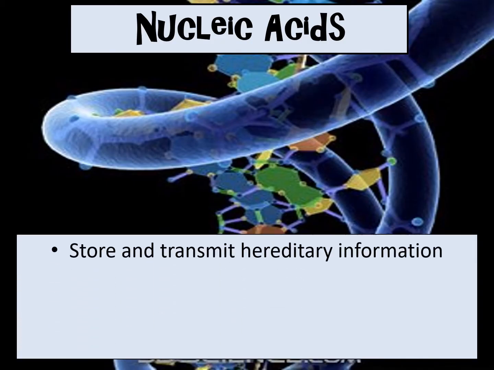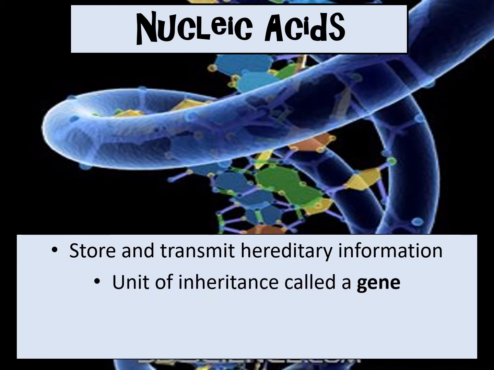So the fundamental property of a nucleic acid is to store and transmit hereditary information that's passed on from generation to generation. So the information is coded into a nucleic acid, whether it be DNA or RNA, and it's passed on to future generations. The basic unit of inheritance is called a gene, and literally a gene is just a sequence of DNA that codes for a trait.